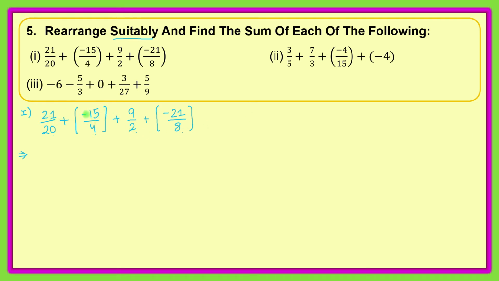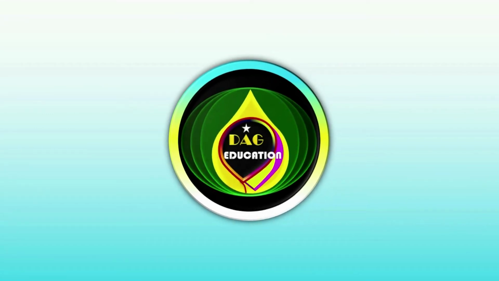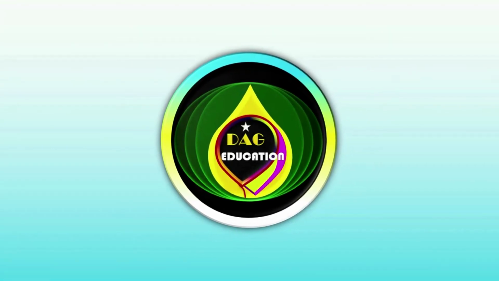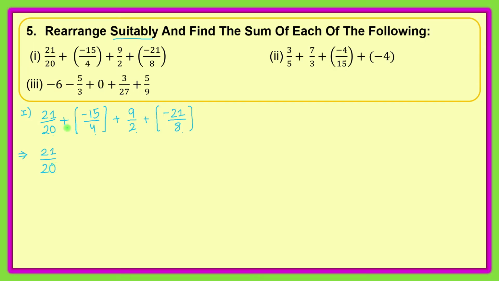First of all, we are going to remove the brackets of the negative rational numbers. We have the first term, that is 21 upon 20. And see, plus into minus becomes minus, so it will be minus 15 upon 4. Then we have plus 9 upon 2. Then here plus into minus is minus, so instead of plus I am going to write a minus sign like this, and the negative rational number will become a positive rational number, that is I am going to write 21 upon 8 instead of negative 21 upon 8. So like this we have done.